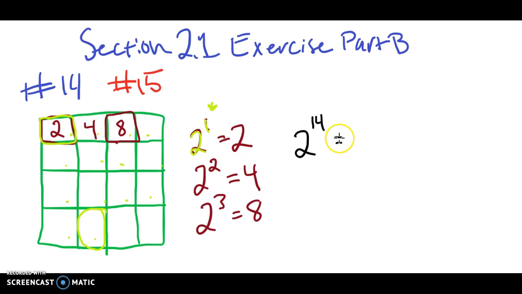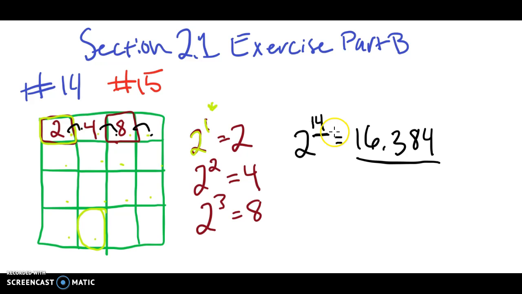2 to the power of 14 is 16,384. So that's quite a big number, right? If we had to work all the way step by step, that might have been really hard. But because we knew how to put it up to the 14th power, we were able to accomplish it.